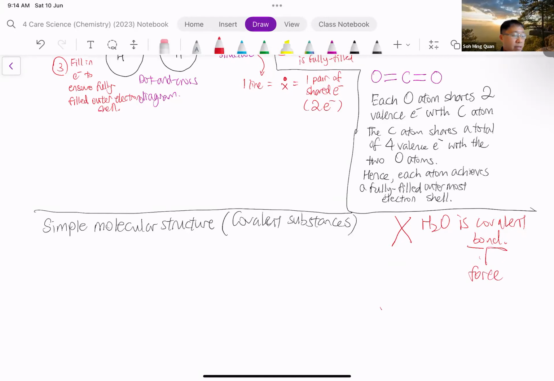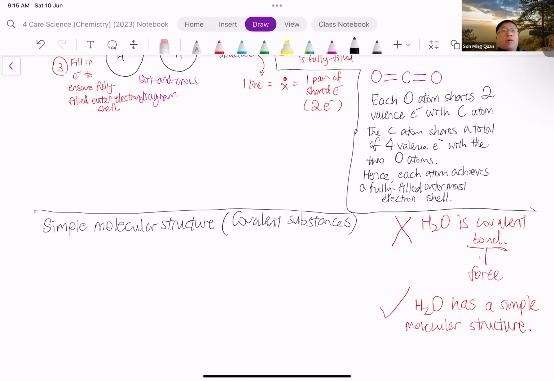So what is the correct way to say it? H2O has a simple molecular structure. Okay, we instead say H2O has a simple molecular structure. That is a correct way of saying it. Never ever say that a molecule is a bond. Doesn't make sense. Okay, remember, a bond is a force. All right.